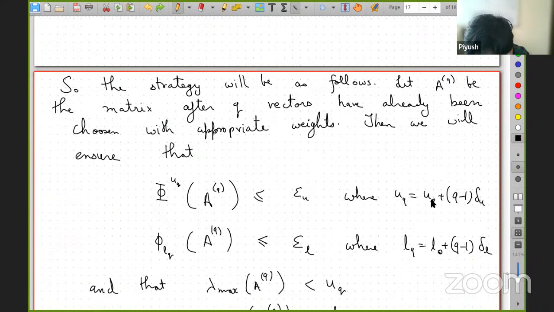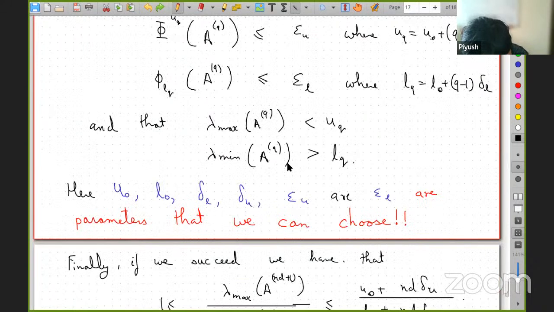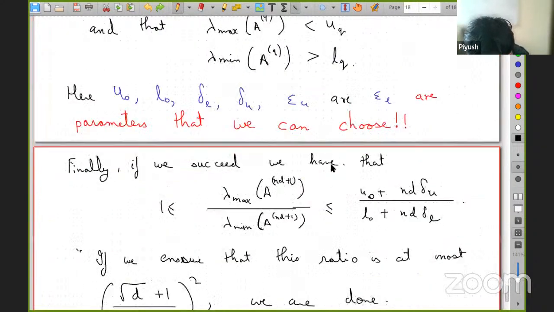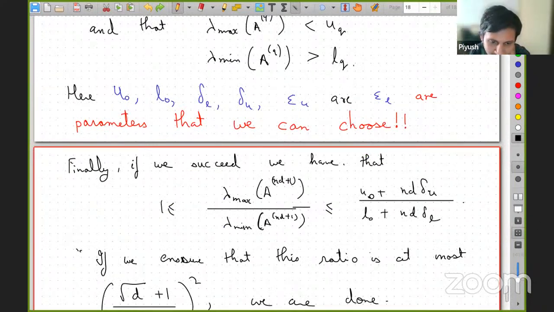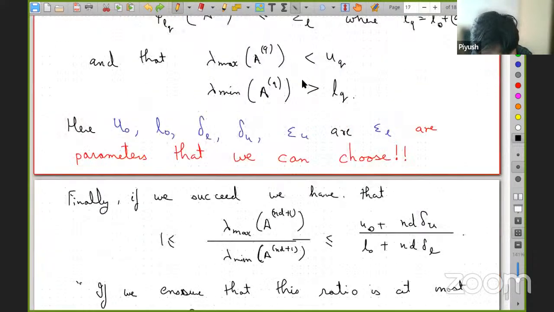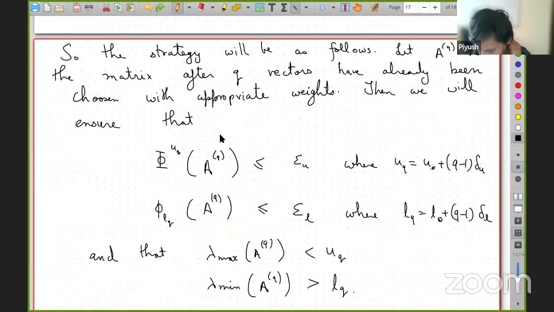So u is small if it is far away from the top; if it comes very close, then the barrier will increase. So u remains far away from the top, which I can work with, and similarly, L also remains far away. And then if we succeed, we have this kind of bound on the ratio. So the goal is to see for what parameters we can achieve this.